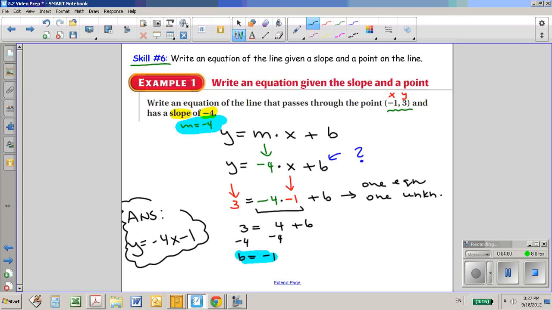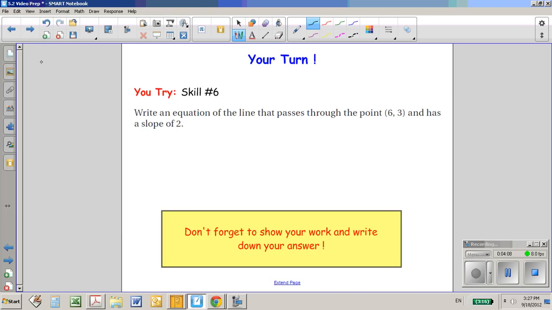That's it. Okay, so you're gonna try one on your own, and remember, if you forget what to do, you can always go back and rewatch this example. So this is your skill number 6. Make sure you write the work in your notebook, so if you got the wrong answer, we can go back and fix it tomorrow, or when I see you next block. Okay, so pause the video and do this example.